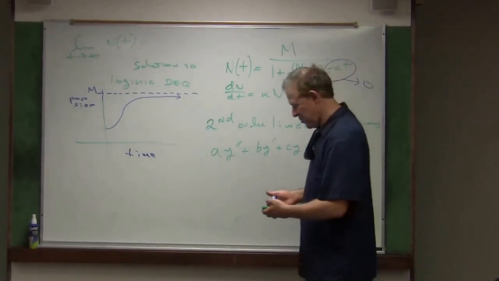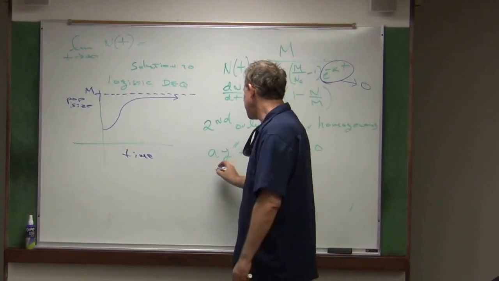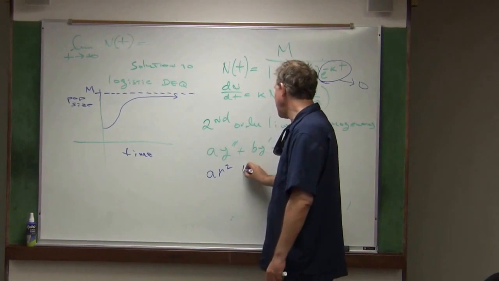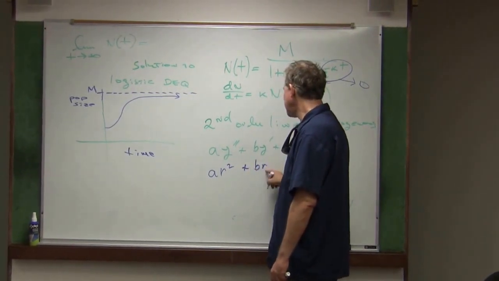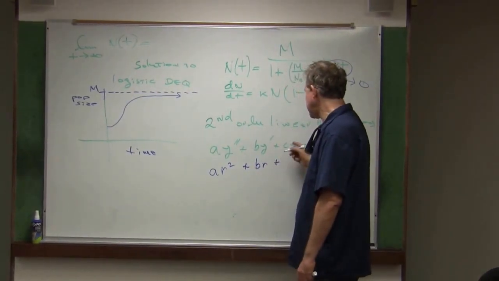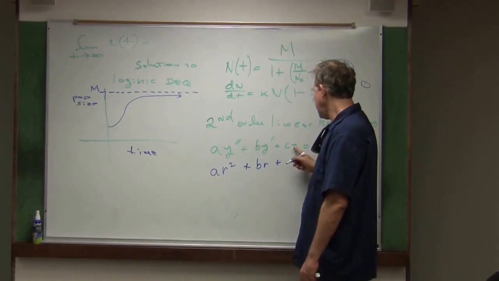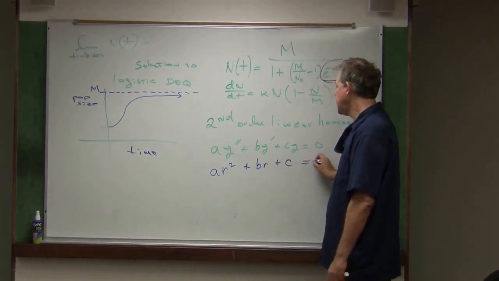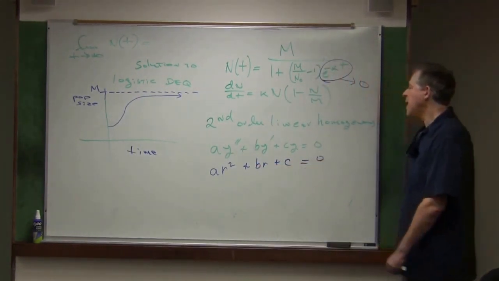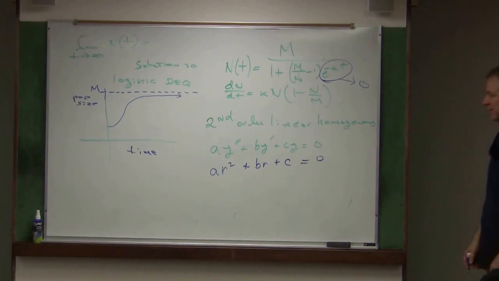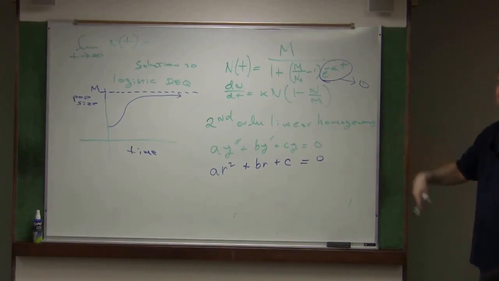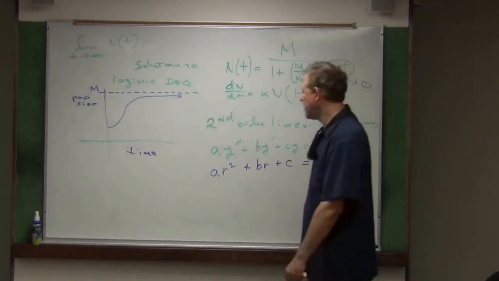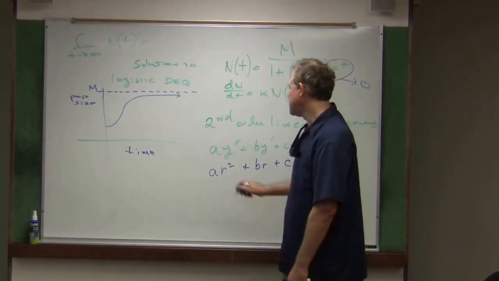All you have to do is substitute r squared in for y double prime, substitute r in for y prime, and substitute 1 for y, so just think of that last term as c. Then just look at this equation, a r squared plus b r plus c equals 0, and solve it for r using the quadratic formula.